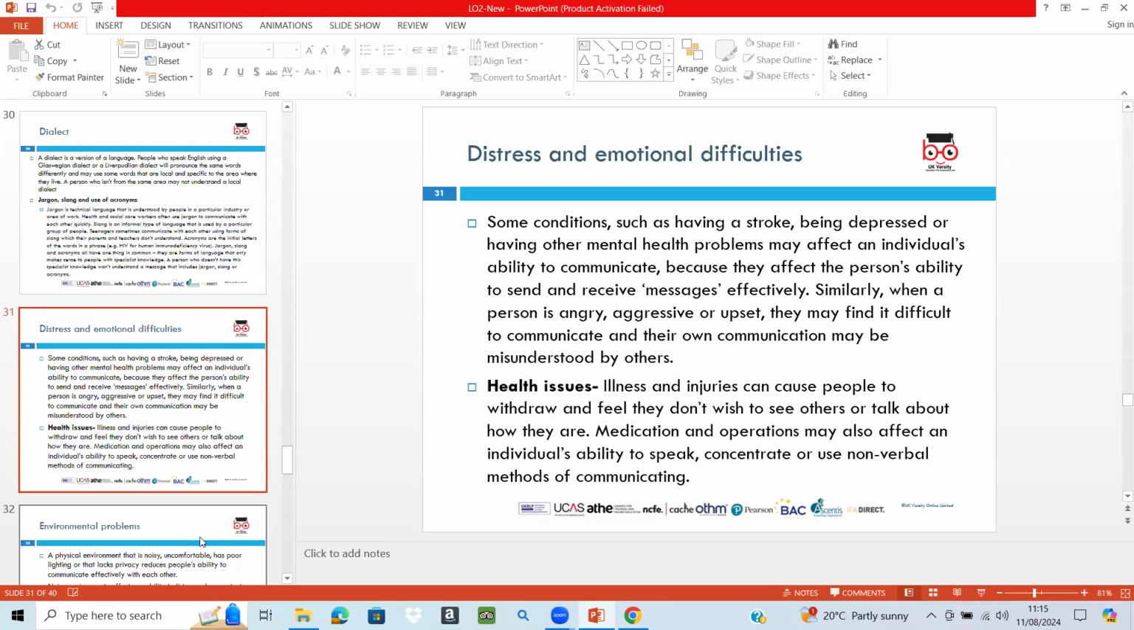Then we have medication effects as well. Medication can affect a service user's ability to communicate. For example, certain pain medication might make a service user drowsy or disoriented, which can hinder their ability to follow instructions or express their needs clearly. Healthcare providers should be aware of these effects and adapt their communication style accordingly, perhaps by speaking more slowly or repeating key information.